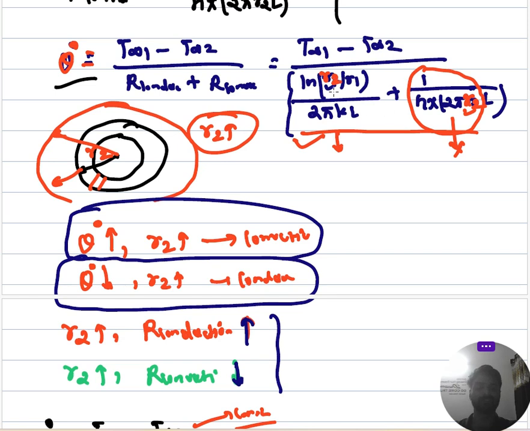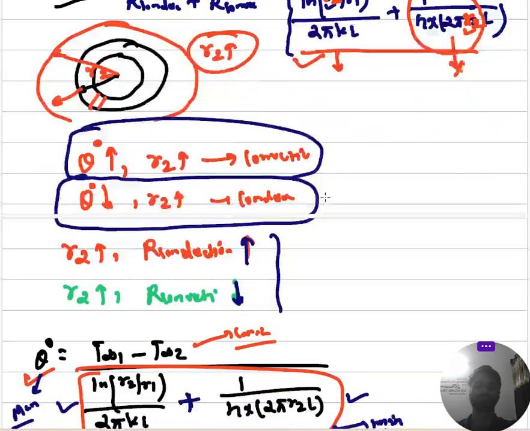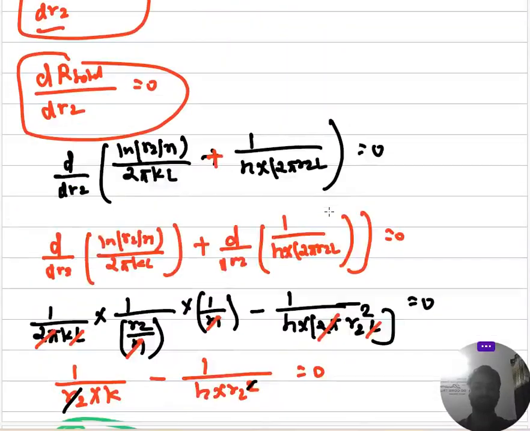So the convection resistance will decrease fast compared to this one. Due to this particular reason, the overall resistance is decreasing at first, and because of this the rate of heat transfer is increasing, right? After that, when the value of R2 becomes very high, an appreciable value, then this term will be very small and this one will be very high. In that condition, the resistance will start increasing again, and ultimately you can see that Q dot will decrease. That's why you are getting that kind of slope.